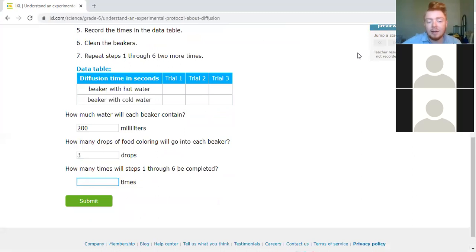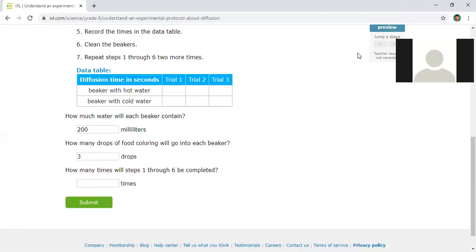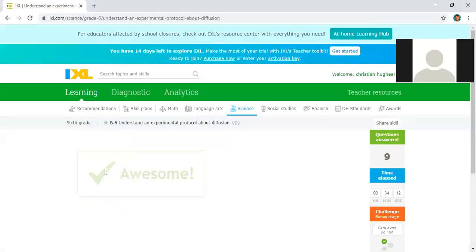Boom. All right, and now how many times will the steps 1 through 6 be completed? Not repeated, completed. Okay, again, this was the one that tried to trick us. Completed, not repeated. Who thinks they know? Ayub, what is it, buddy? Yes, it is 3. Good.